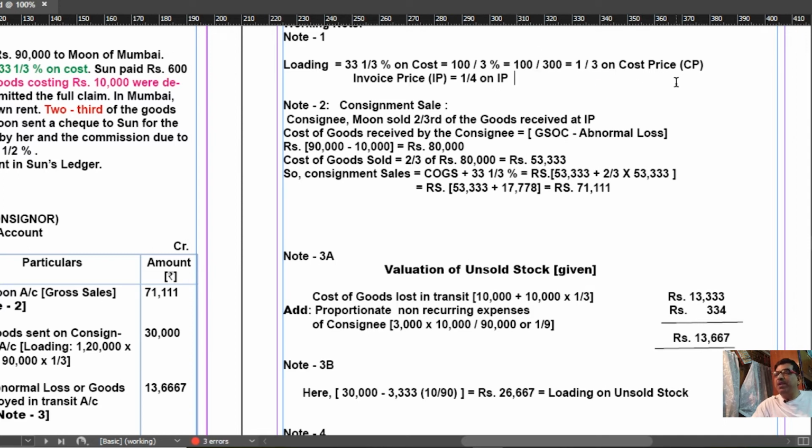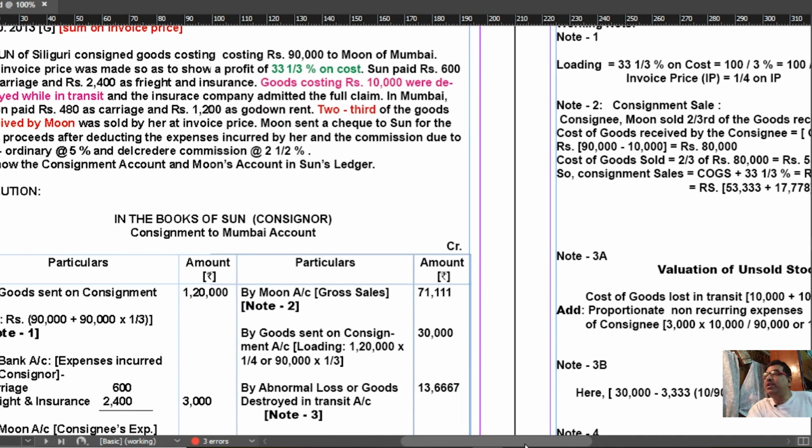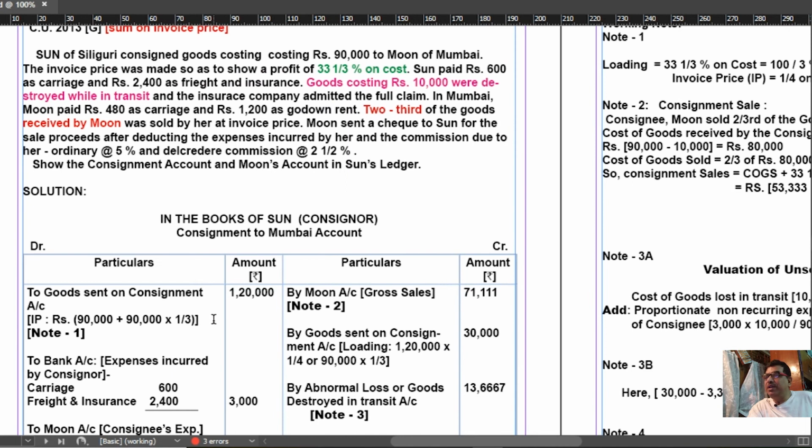Therefore, we have to multiply by 1/3 because 33 and 1/3% on cost is given. Therefore, we have to multiply by 1/3 the CP price, that is 90,000. Therefore, 90,000 plus 90,000 into 1 by 3 is equal to, we get 1,20,000. We got this amount.